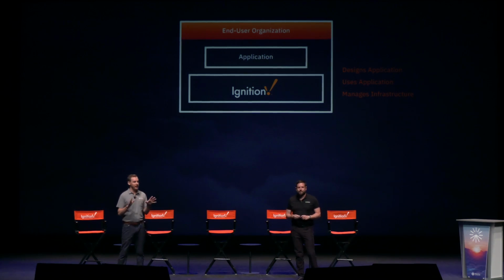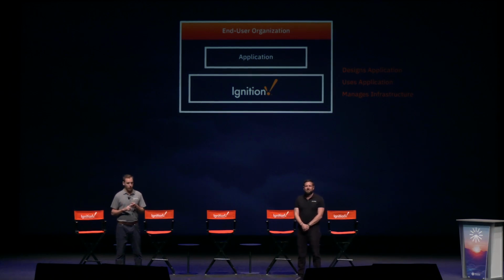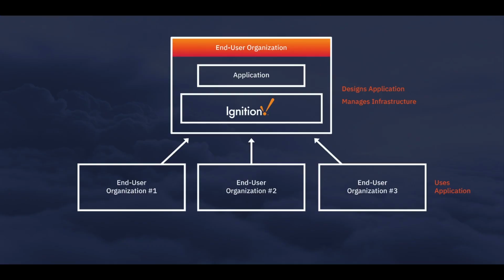And in nearly every case, the application you're building on that platform is designed for and used by a single organization. So they might design it and build it themselves. They might use a systems integrator to build it. But in either case, the application, the license of Ignition, and the infrastructure is theirs. It's that organization's. So what if you wanted to design an application using Ignition, host it, and then sell the use of that application to multiple end-user organizations as a service?